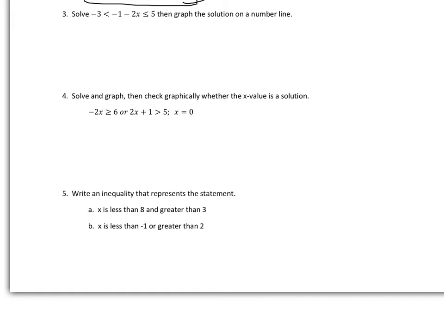And then we're going to graph the solution on the number line. Now we're back to, this is actually an and statement, but we're still going to solve. We're going to isolate that variable. So I'm going to start by adding 1. We're going to add it to either side here.